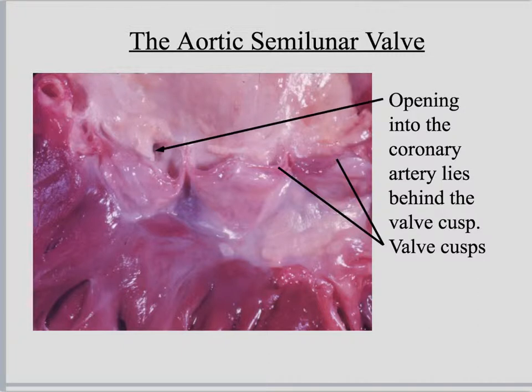All right, so here we've had someone who's had a camera put up into their heart so that you can see the lips of that aortic semilunar valve, which is a one-way check valve that's controlled by pressure. So when the pressure is high in the ventricles, it opens, okay? And when the pressure drops, it closes, okay? What's nice about this picture is that you've also got one of the openings right there to the coronary artery. All right, next slide.